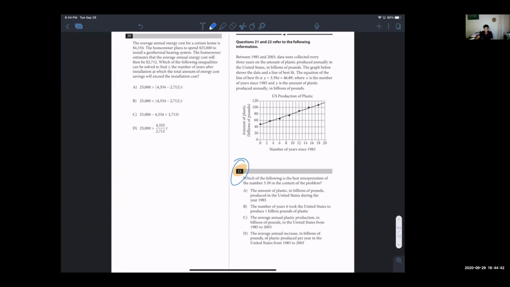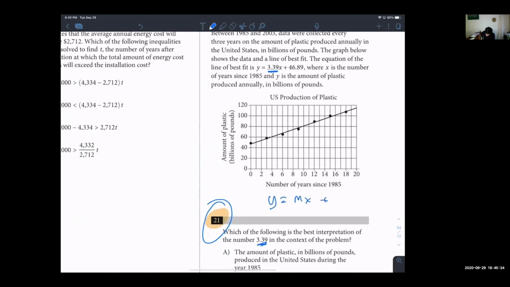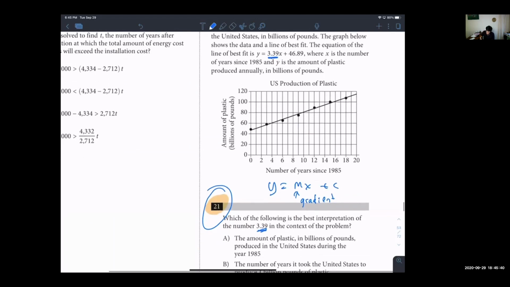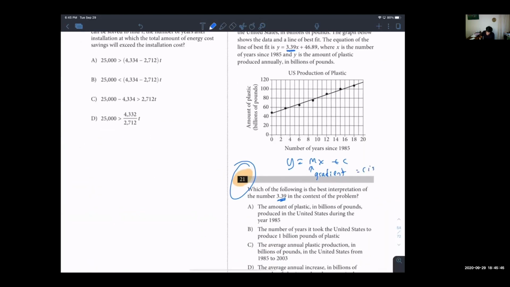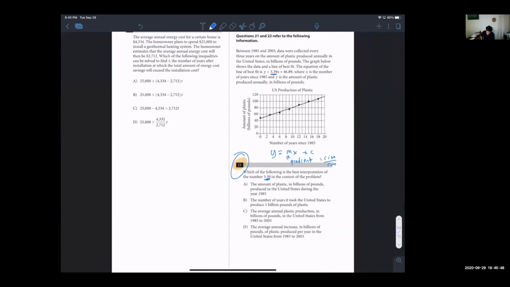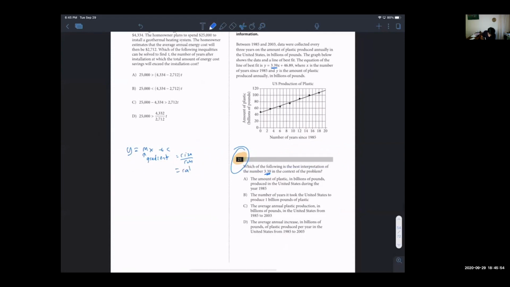So this question is really good because it really helps you understand what does 3.39 mean. That's what they're asking for. It's very important to understand this conceptually. 3.39 in this equation is the gradient. You match this with y equals mx plus c. m is the gradient, and gradient is equal to rise over run. Or in other words, the gradient is the rate of change.